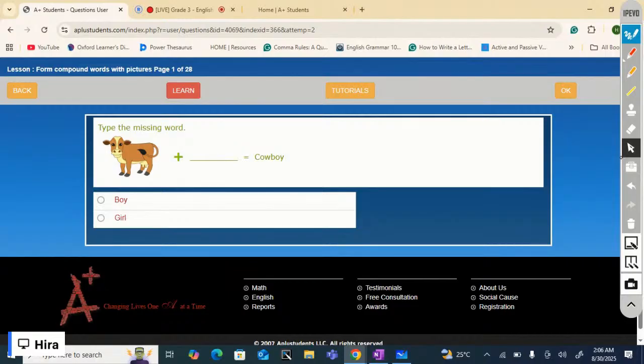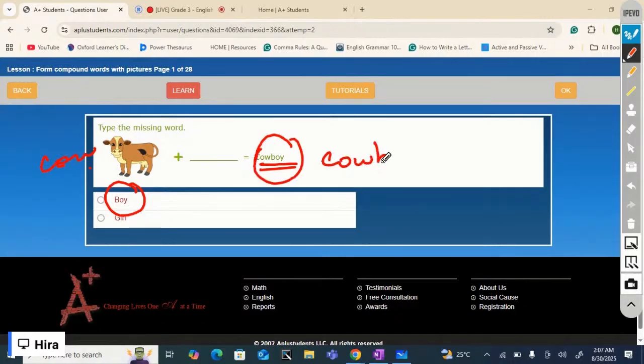Okay, so type the missing word. It's a picture of a cow, and the word is also given. So we have to find the missing word, and what can it be? Boy. Cowboy. Cow, the name of an animal, boy, name of a person. When you combine these two, you get a new word, cowboy. And cowboy has a separate meaning, it's a new word.